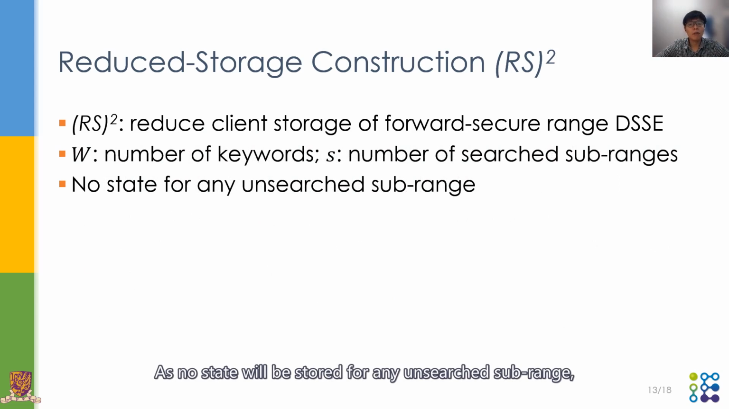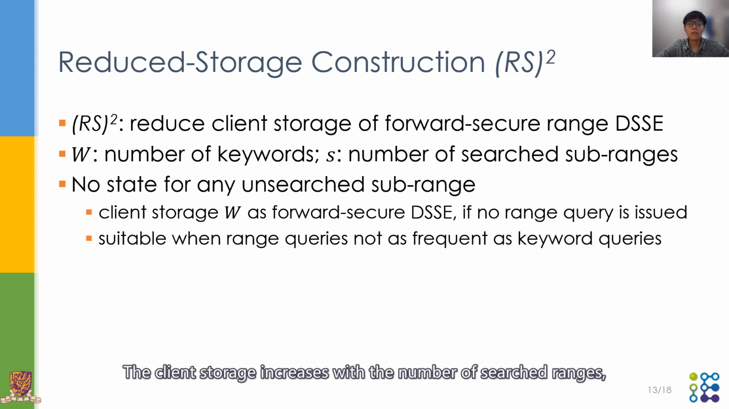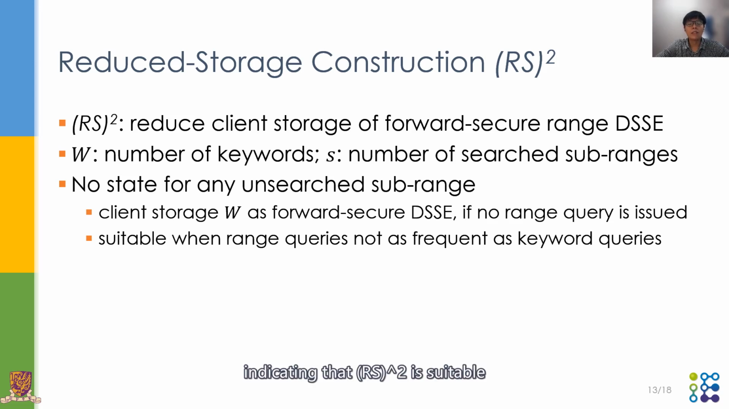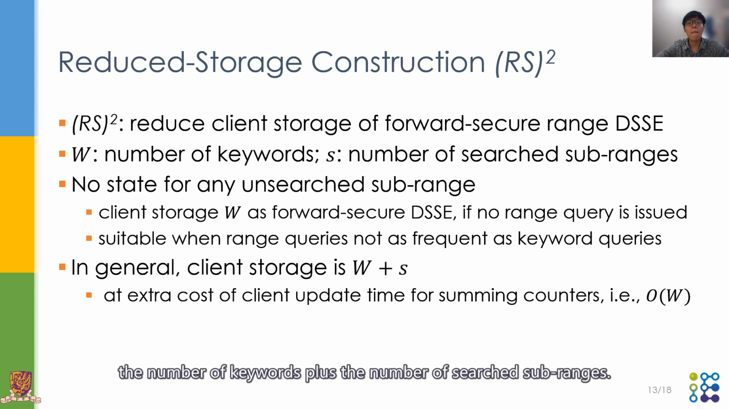As no state will be stored for any unsearched subrange, R² has the same client storage as the forward secure DSSE when no range query has been issued. The client storage increases with the number of searched ranges, indicating that R² is suitable when range queries are required yet not frequent. In general, the number of states stored by the client is the number of keywords plus the number of searched subranges. In addition, it takes time linear in the keywords for the client to calculate the counters for the first search of any subranges.